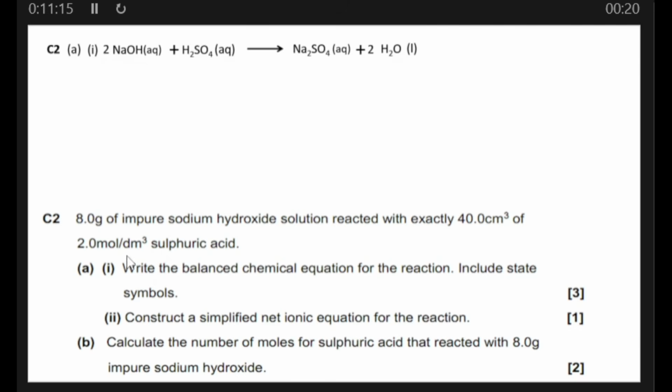All right. So part 2 says construct a simplified net ionic equation for the reaction. For us to write a net ionic equation, we must split the reactants that are in aqueous state and also products that are in aqueous state. So sodium hydroxide must be split here and we write its compounds as ions. So when we split in between here, we have sodium.